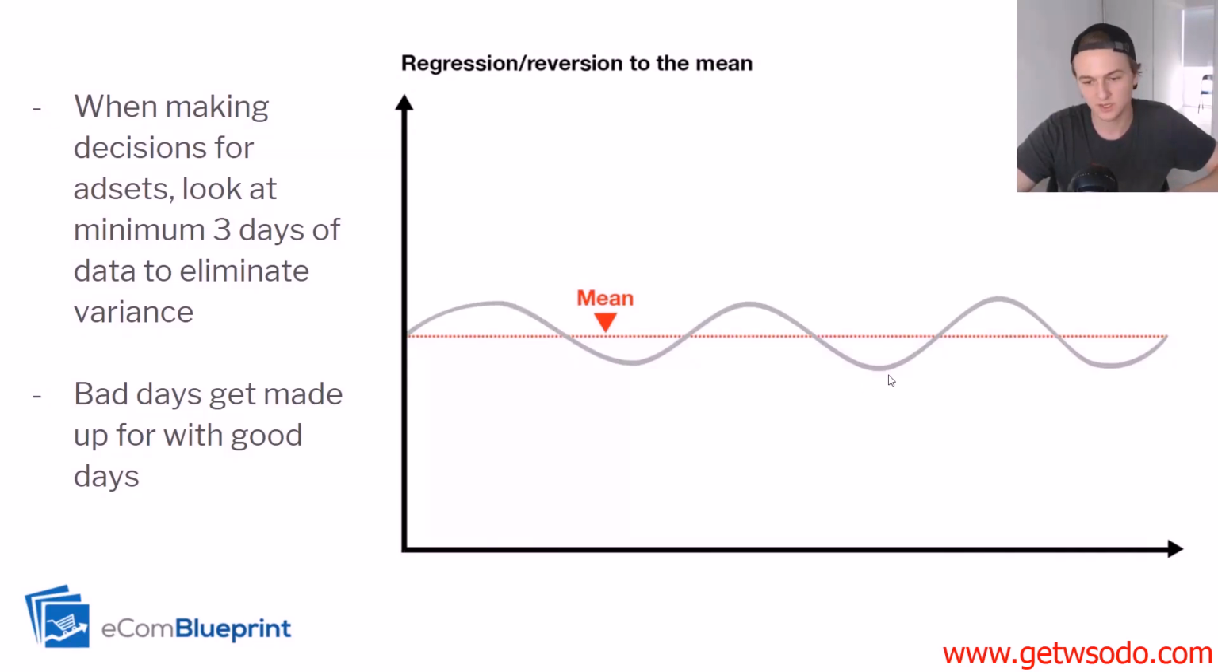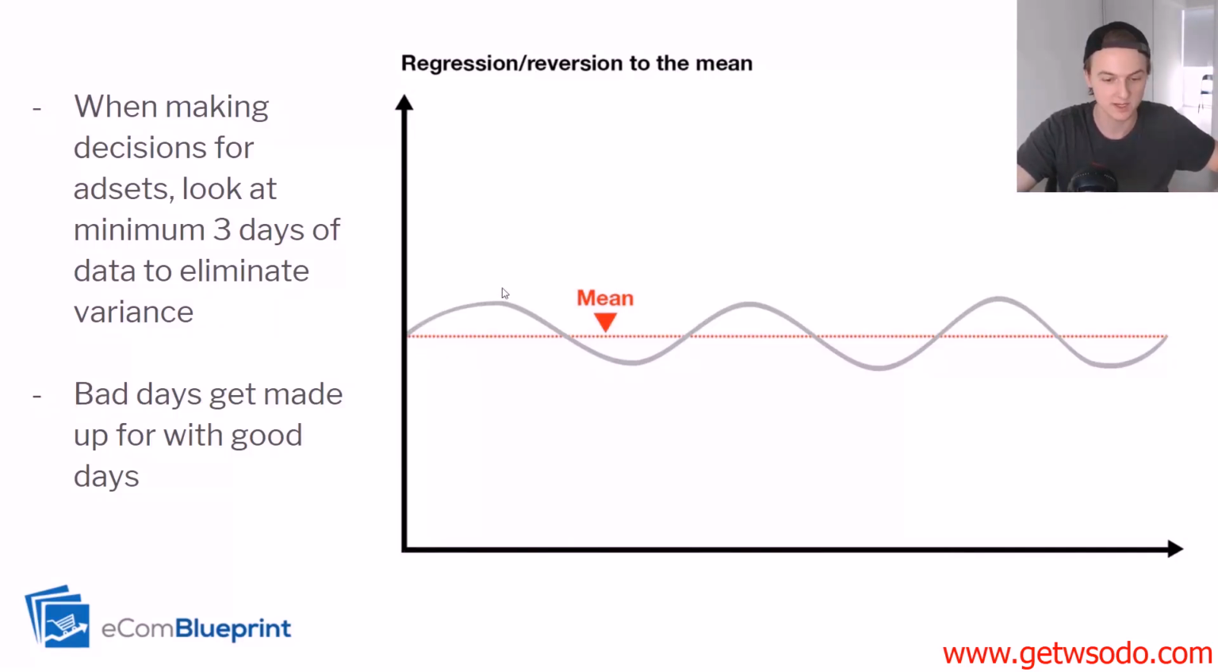It looks like this. If you're looking at just one day, you're not getting the full picture. So you want to look at least 3 days to eliminate this variance, so that you're looking at just the mean when you're evaluating the performance. So when you're making decisions for your ad sets, look at least 3 days, and I would recommend up to 7 days. So I would recommend looking at the last 3 to 7 days of how your ad sets and campaigns perform, and use that to make decisions.